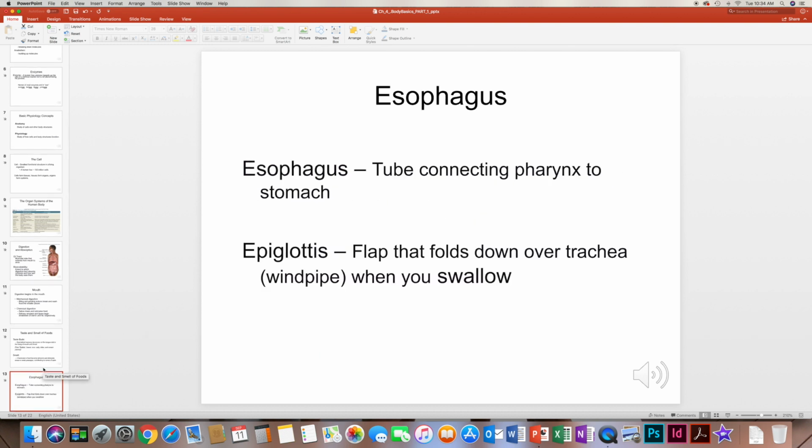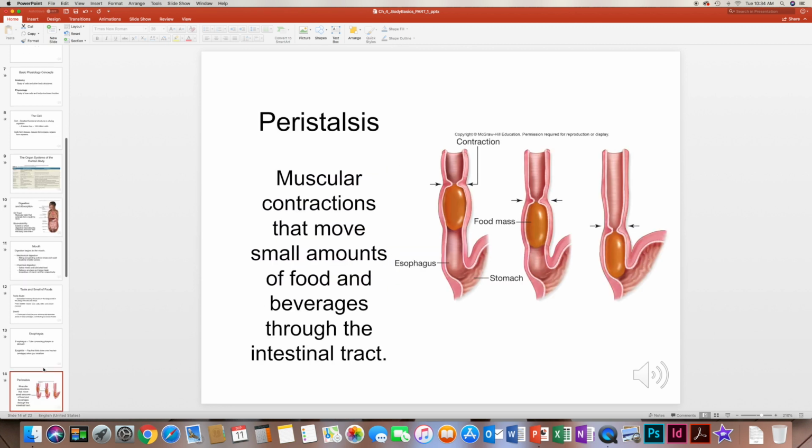The esophagus is the next structure, which is the tube that connects the pharynx to the stomach, and the epiglottis is the tiny little fold that is over the trachea, so that when you swallow, food doesn't go into the trachea. If that little flap wasn't there, when you swallow, you could end up inhaling food into the trachea, which would cause suffocation. Peristalsis is what helps move the small amounts of food through the intestinal tract. There's a little muscular contraction that just takes that food mass and pushes it along.